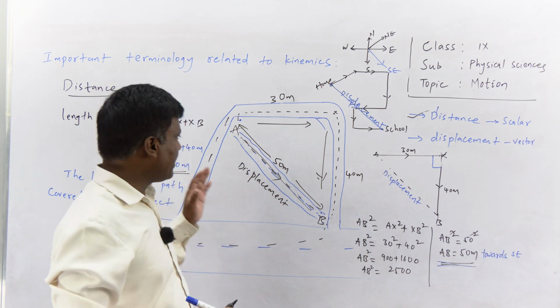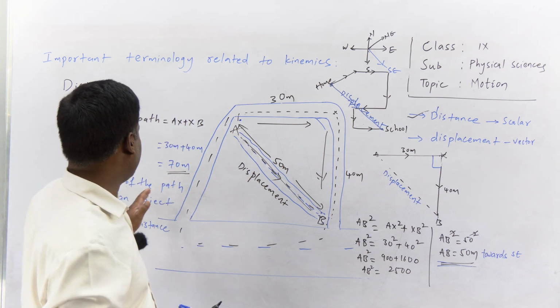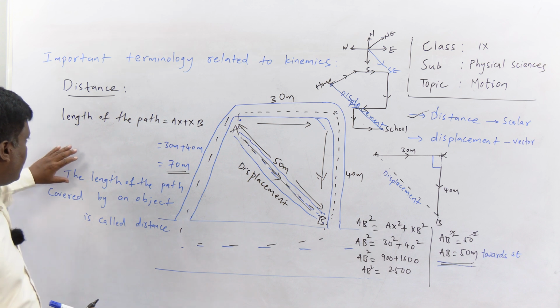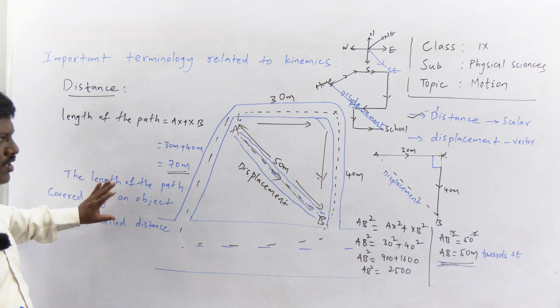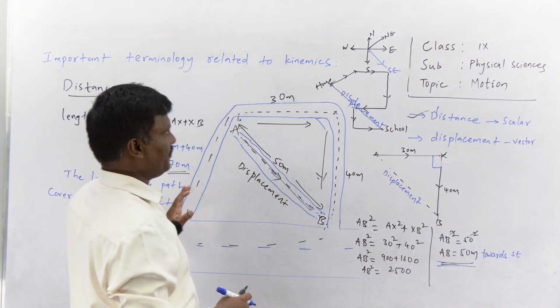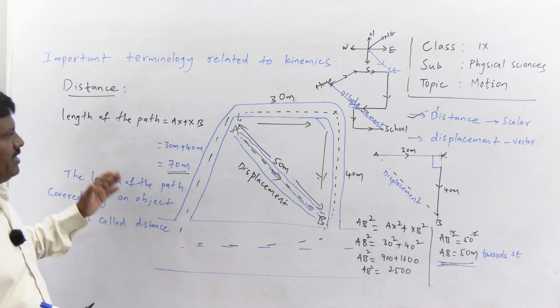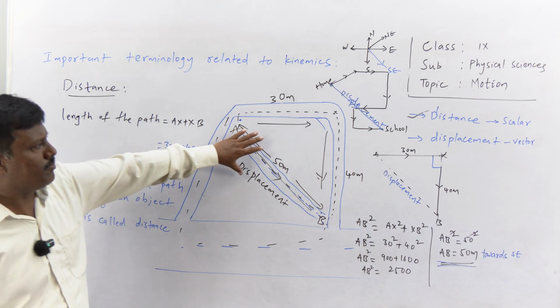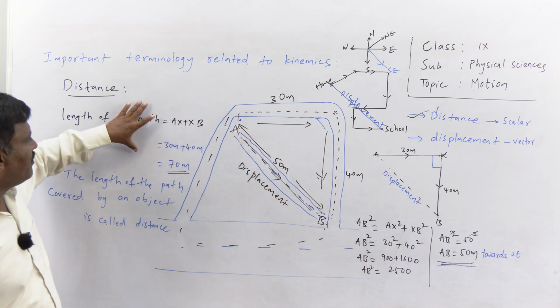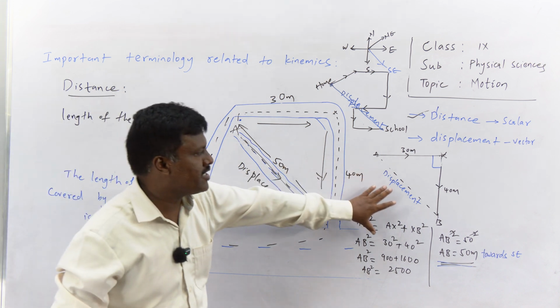Now I will give the definitions of both distance and displacement. I have already given the definition of distance here. I will write the displacement definition. Otherwise, I will erase this and write the definitions neatly. So take this example first, find the distance value and find the displacement value.